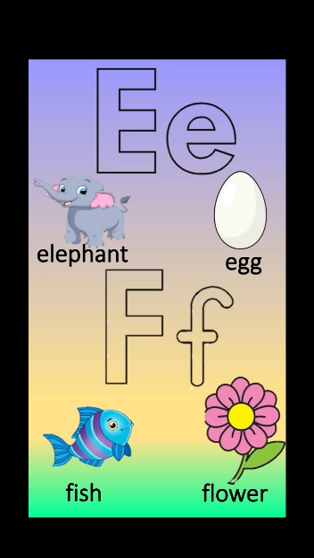The next letter is letter F. And what is the sound of letter F? The sound of letter F is F. What comes from letter F? F for fish. F for flower.